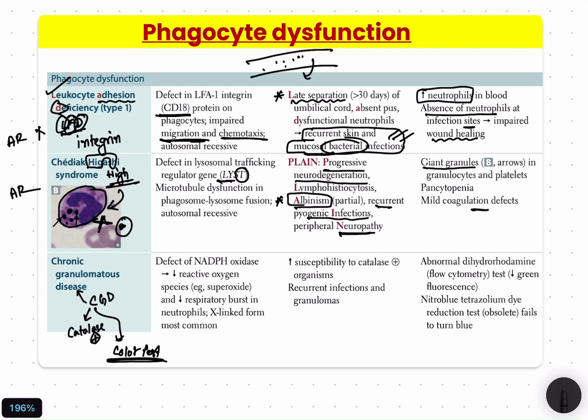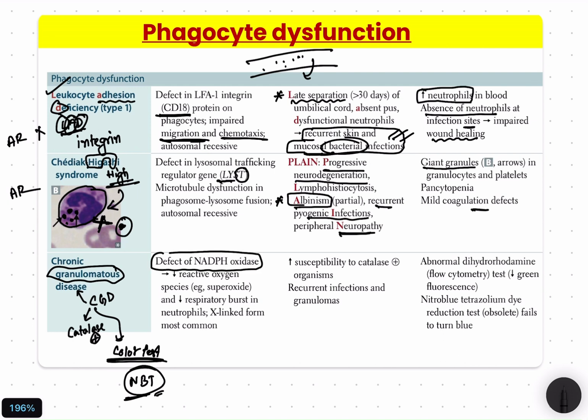One is what is known as the dihydrorhodamine test. This is a flow cytometric test where there will be decreased green color. But what was done previously is the nitroblue tetrazolium test, where there will be failure to turn the reaction to blue color. That is what will give a CGD positive. So basically chronic granulomatous disease is because of the defect in the NADPH oxidase.